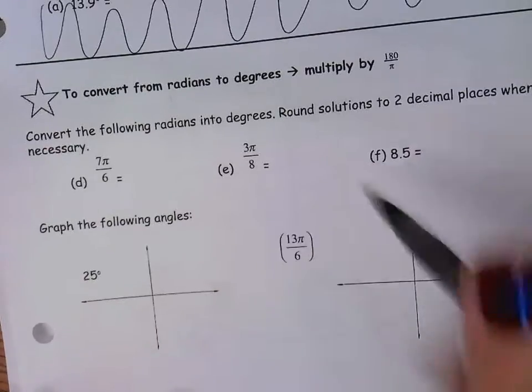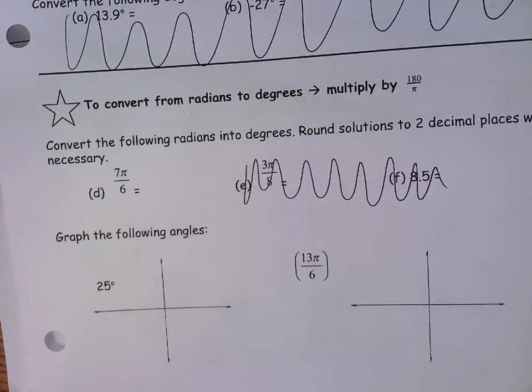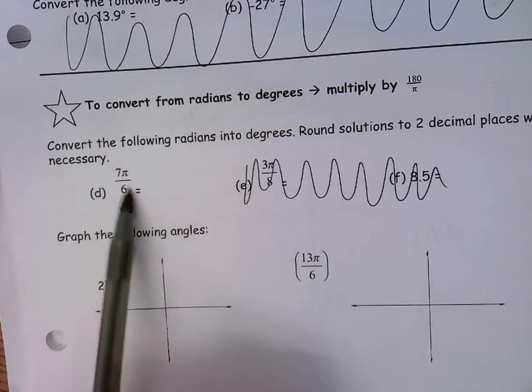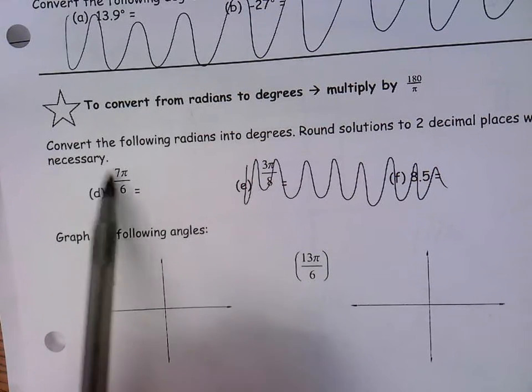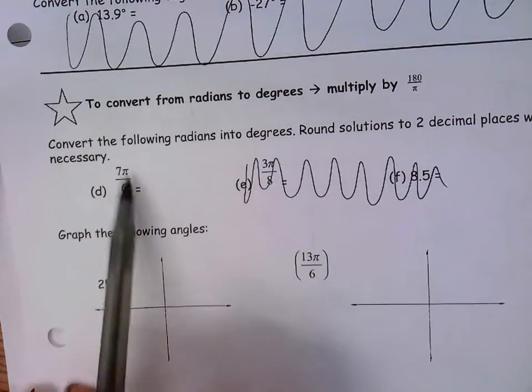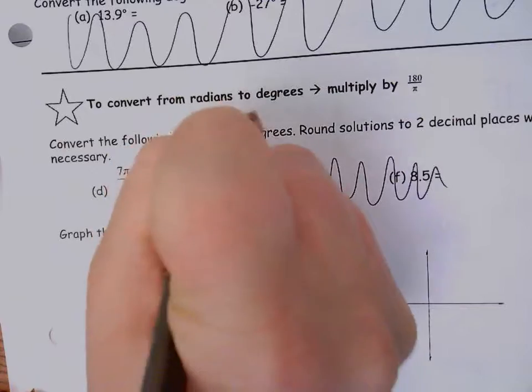So let's just do this one right here, the 7 pi over 6. You should know that that is a certain degrees on the unit circle. So how many degrees would 7 pi over 6 be? If you think about pi over 6, it's one of the 30-degree angles. 7 is just past the x-axis, right? Because 7 pi over 6. So it would be 180 plus an additional 30, so 210.